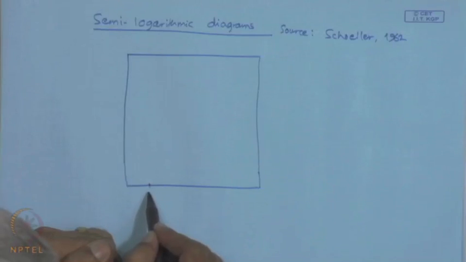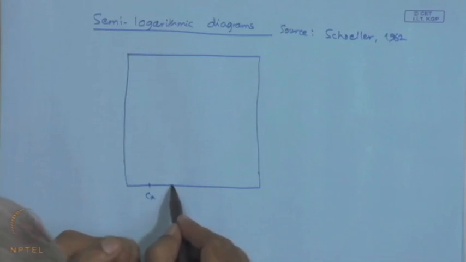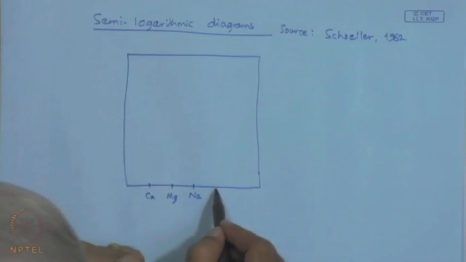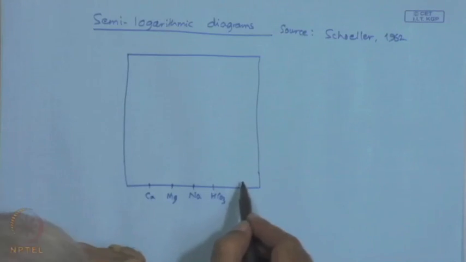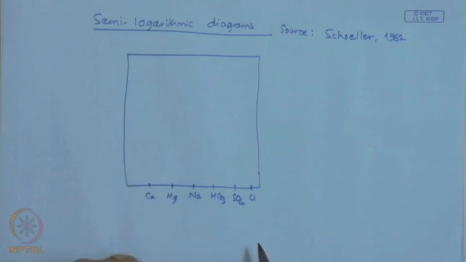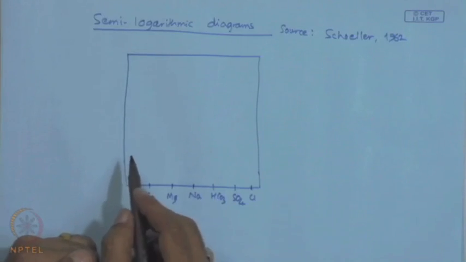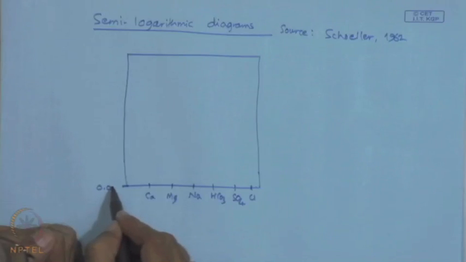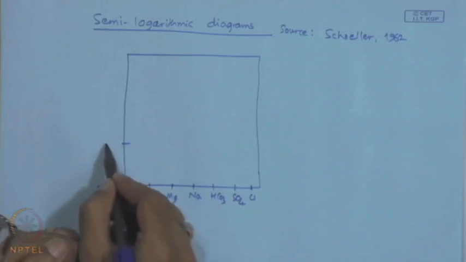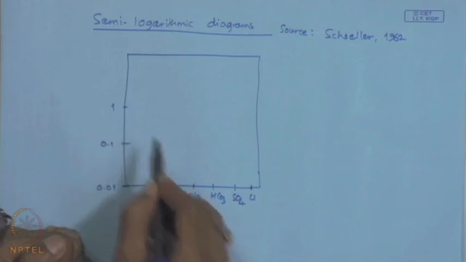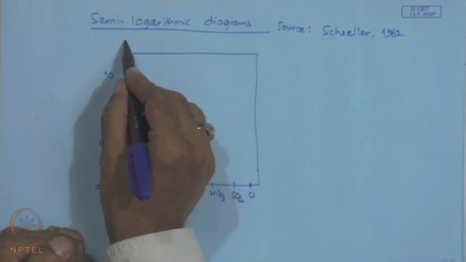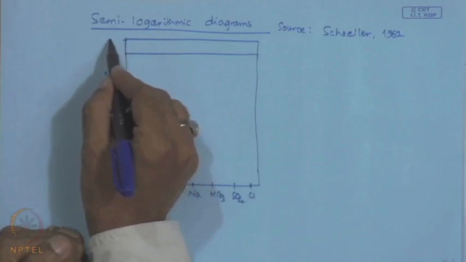Here, essentially, there are lines corresponding to each of the ions, like calcium, magnesium, then sodium, then bicarbonate, sulfate, and then chloride. And here, this vertical line represents the concentration in a logarithmic axis. So this is 0.1, this is 1, and this is 10. And maybe here, this is 100.